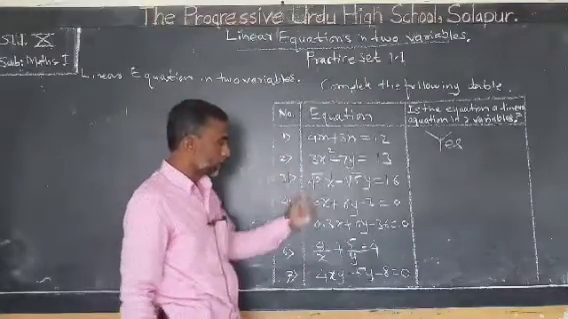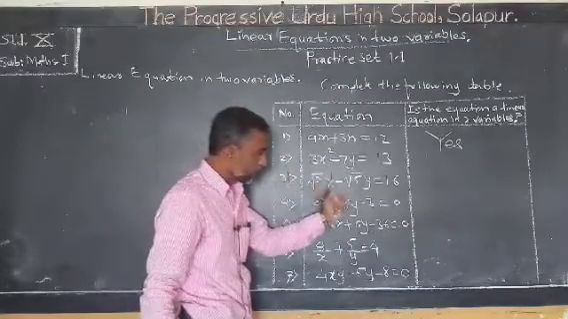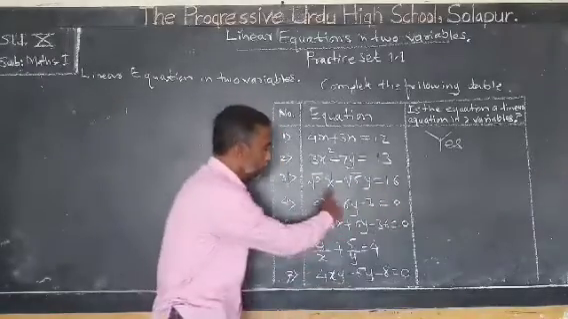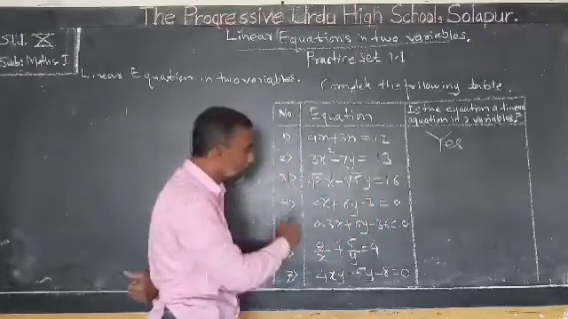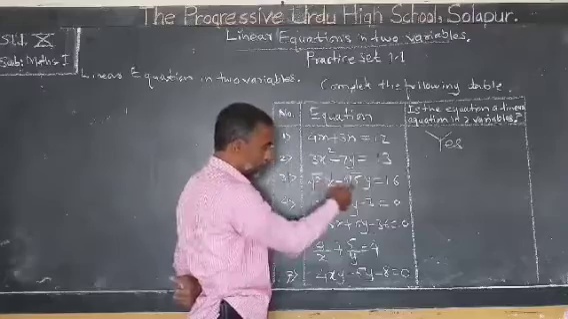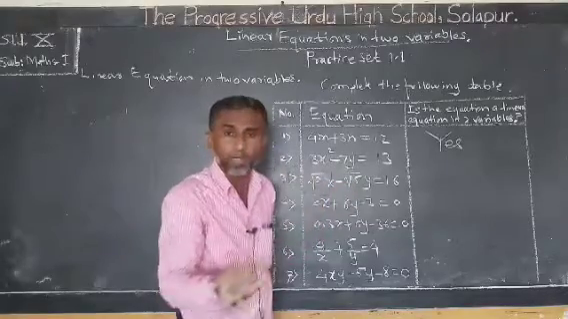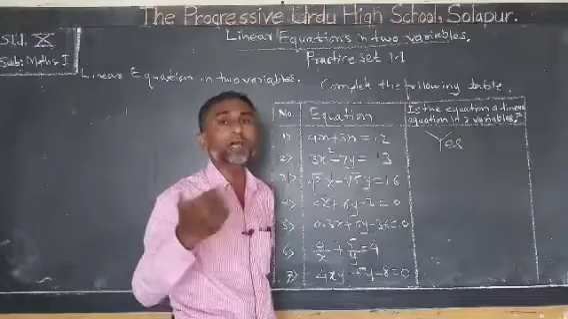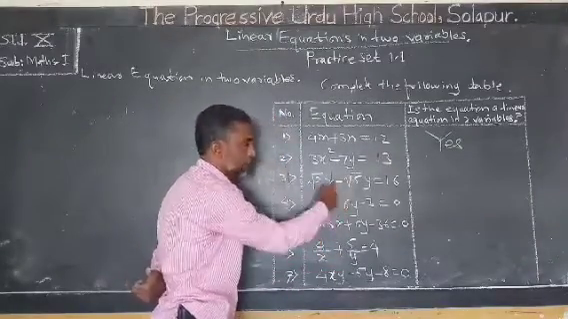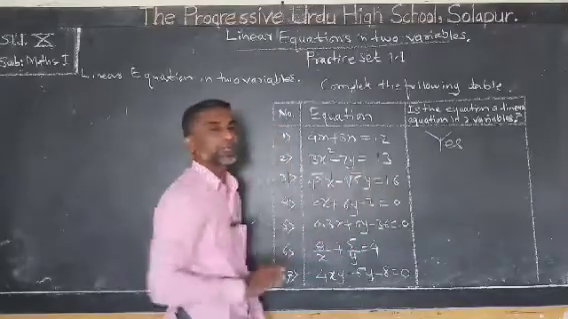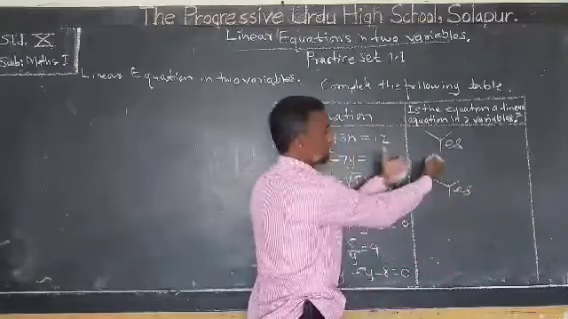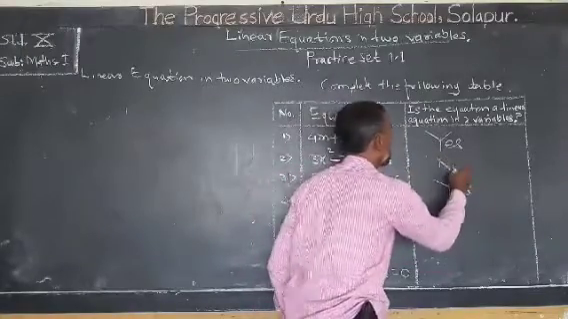Next, third example: root 2x minus root 5y is equal to 16. Here two variables are there, x and y. At the same time, the values of a and b, that is the coefficients of x and y, are real numbers. Root 2 is a real number, root 5 is a real number. Even though they are irrational, they are real numbers. As a and b are real numbers, therefore it is a linear equation in two variables. So your answer should be yes, and the answer of the second equation should be no.